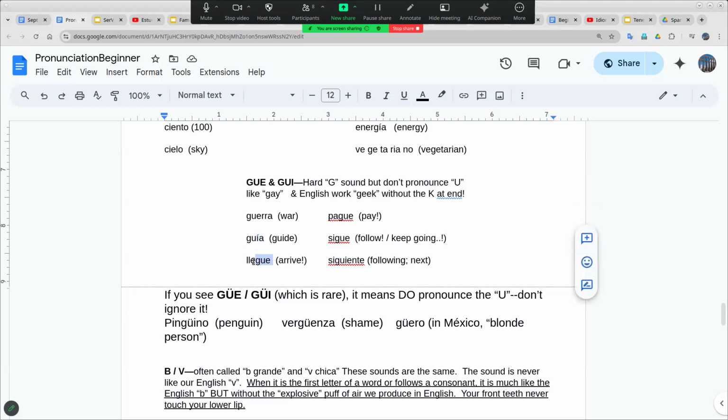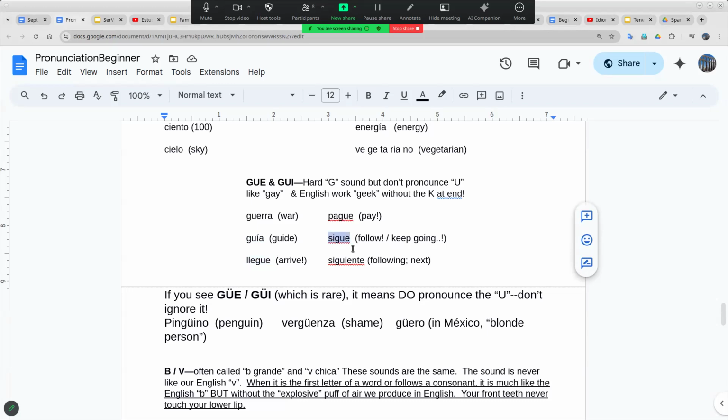Okay. Here is a command. It's saying, hey, get here. Llegue. Okay. So these are all examples that have the GUE, GUI.